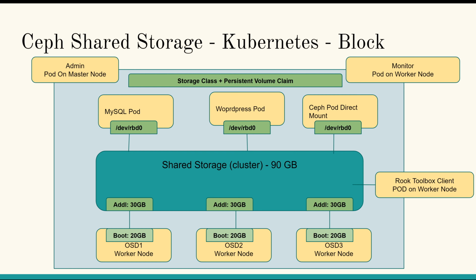Similarly, a WordPress pod. So these two will be derived from the persistent volume claim and storage class and so on. But in the third example, the Ceph pod direct mount, I will deploy a pod with an image directly from Ceph. And on that, I'm going to create an image under the block pool, and then I'm going to mount it directly on the pod. So that example will not go through storage class and persistent volume claim and so on.